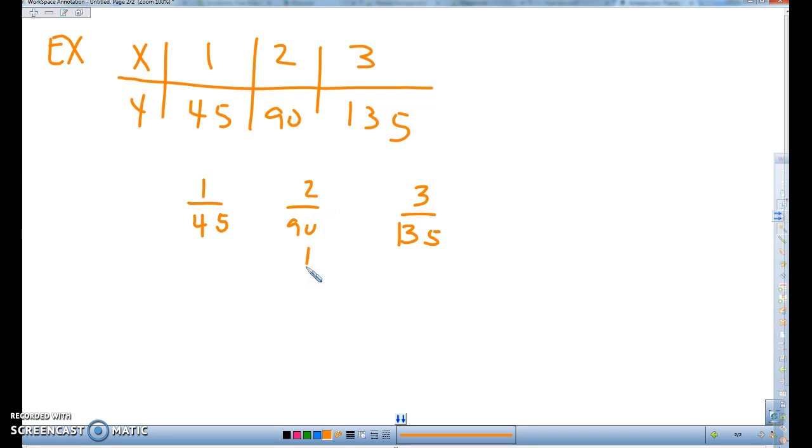So what if I reduced 2 over 90? That would reduce to 1 over 45. And if I reduce this one, it would reduce to 1 over 45. Remember, I have to divide the top and bottom by the same thing. So this one I divide by 2 over 2. This one I divided by 3 over 3. So these all kind of reduce to the same thing. So yes, these are in proportion.